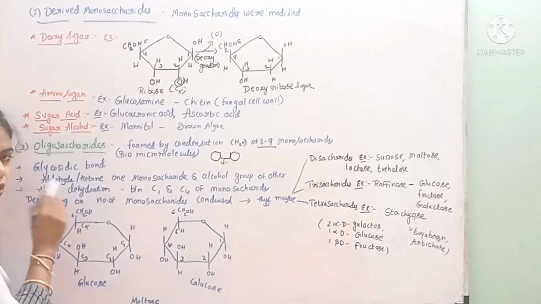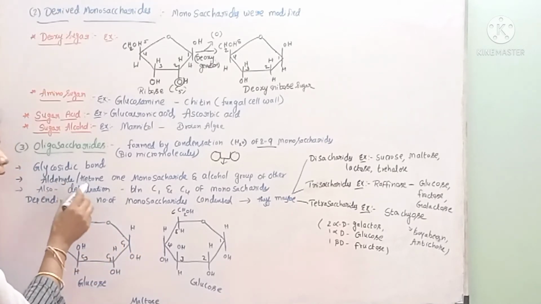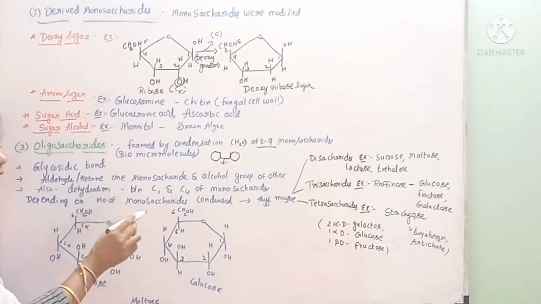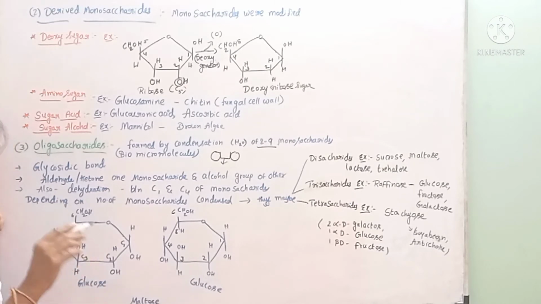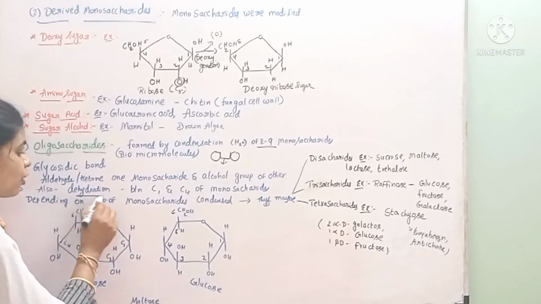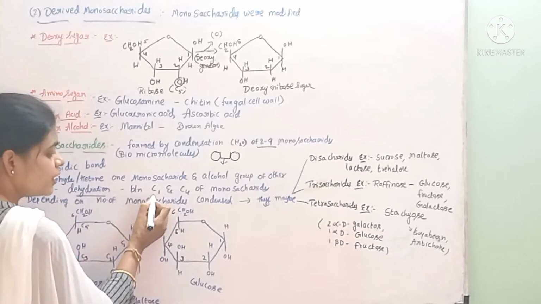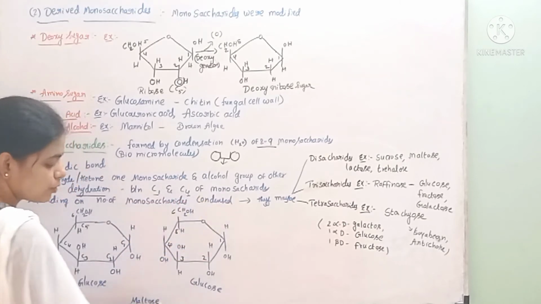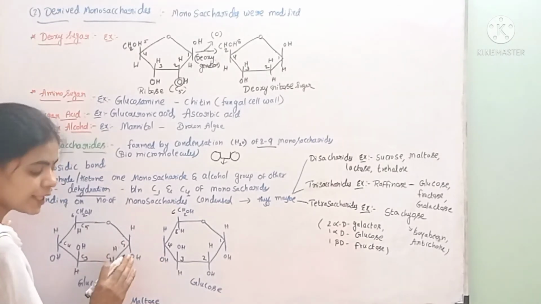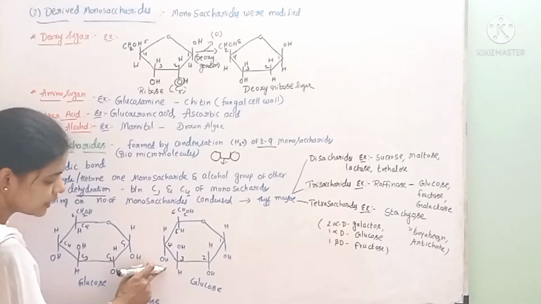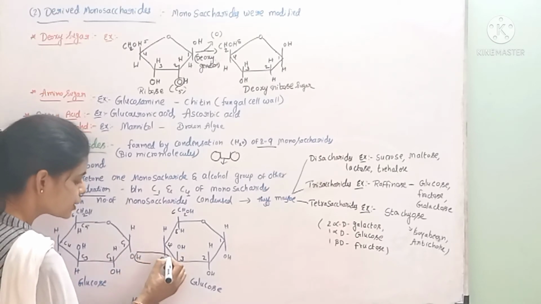If it is an aldo sugar, it consists of an aldehyde group. If it is a keto sugar, it consists of a ketone group. Either the aldehyde or ketone group of one monosaccharide is connected to the alcohol group of another monosaccharide, then it forms the glycosidic bond. Not only this, but also a dehydration process forms the glycosidic bond. How? Between the first carbon and the fourth carbon of the monosaccharide. See here, this is the first carbon and this is the fourth carbon. A dehydration process takes place. Here an OH group is present, here also an OH group is present. Then what will happen? From this, H2O is removed.